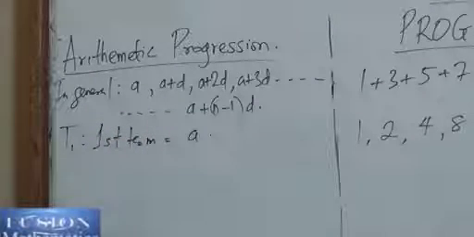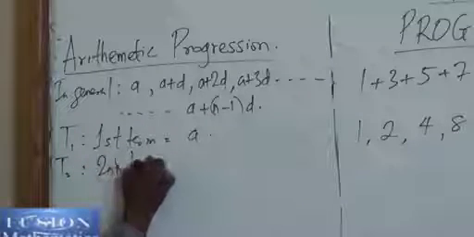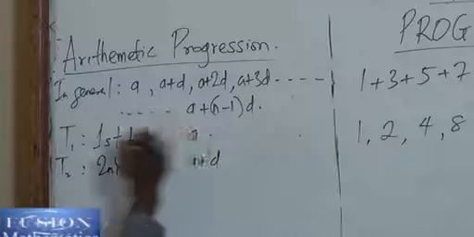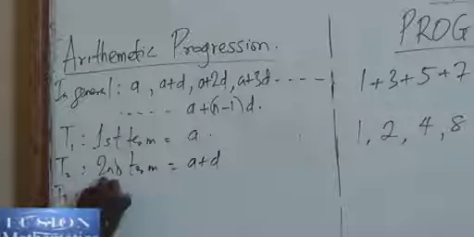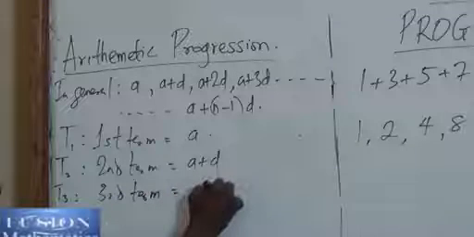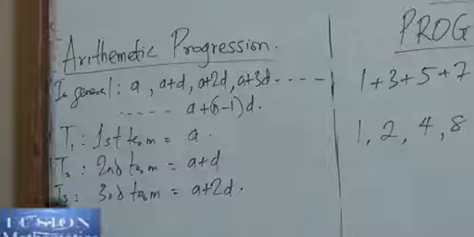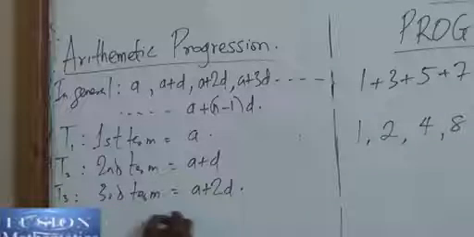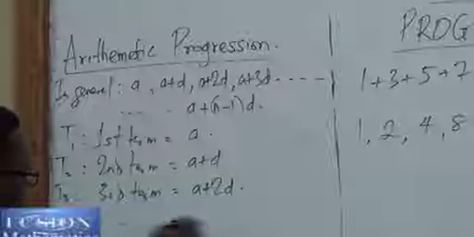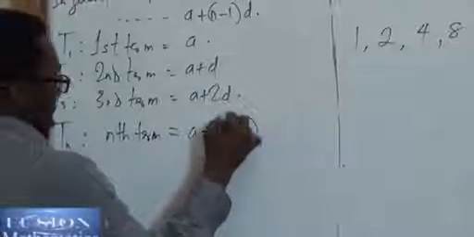That is A. T2, which is the second term, A plus D. T3, third term, A plus 2D, and so on. But we have also the nth term, which is A plus N minus 1D.